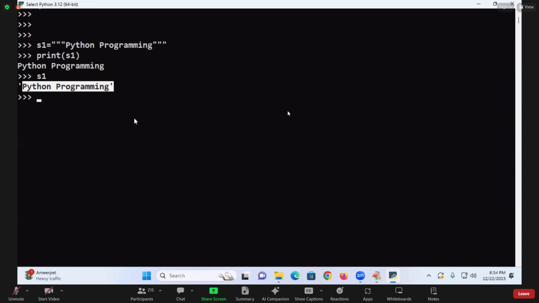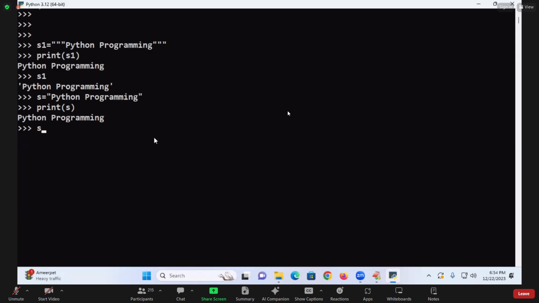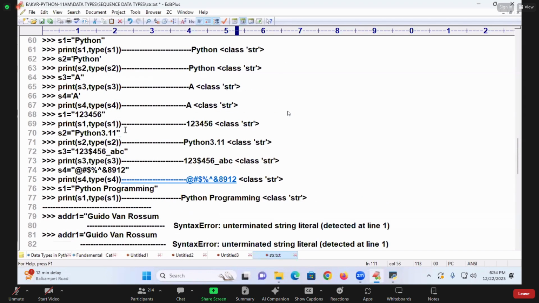Are you following, students? Suppose I write S is equal to double quotes, Python programming. If you print S, it officially prints the word. If you just say S, still a single quote only will be taken. So irrespective of double quotes, triple double quotes, triple single quotes, whatever you write, internally it is stored in the form of a single quote. For efficient memory space purpose, they store like that. Shall I move forward? This comes under the STR data mechanism.